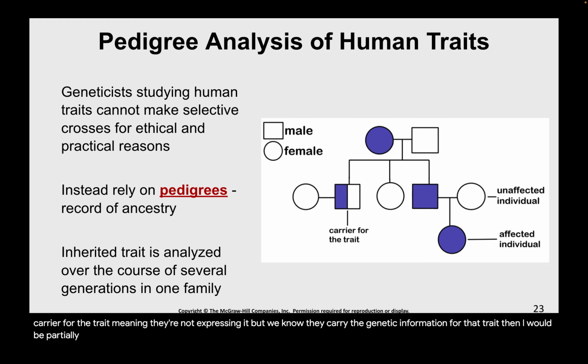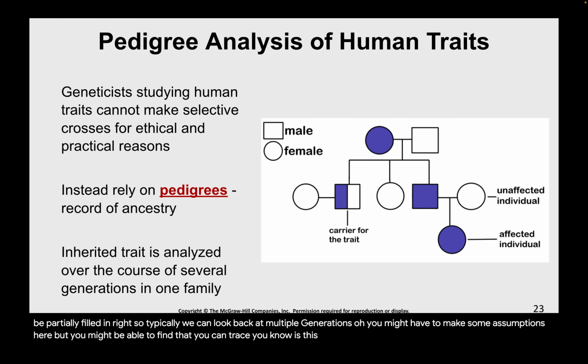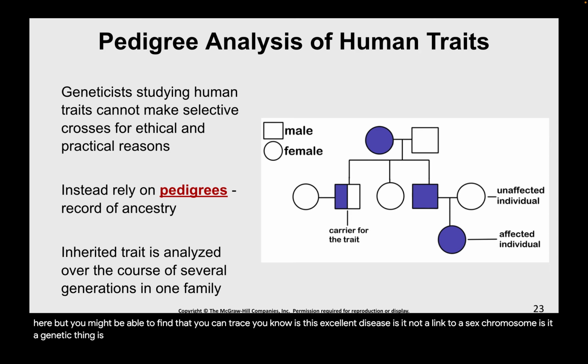partially filled in, right? So typically we can look back at multiple generations. You might have to make some assumptions here, but you might be able to trace, is this X-linked disease? Is it not linked to a sex chromosome? Is it a genetic thing? Is it just randomly occurring in our family?